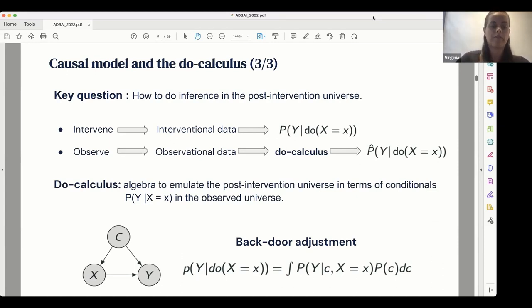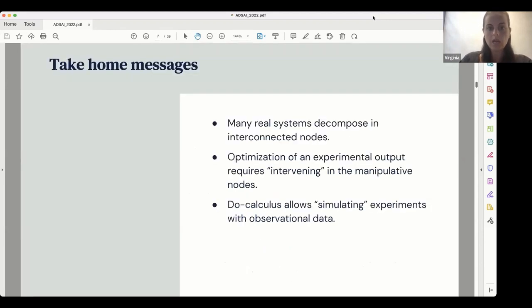So for example, for this graph X, Y, and Z, if we want to estimate the interventional distribution for X, then we can compute this integral. And most of the time, these integrals are not available in closed form. And so we do have an approximation that is as good as our estimation of the conditional distributions in the observed universe. So up to now, we've seen how many real systems in healthcare and in ecology can be represented by a set of interconnected nodes. Optimizing an output in a causal graph requires performing interventions on these manipulative nodes in the graph, but the do calculus allows us to simulate experiments with observational data.